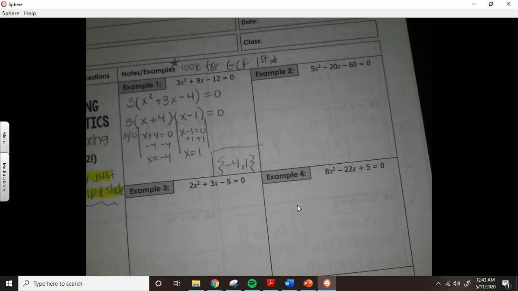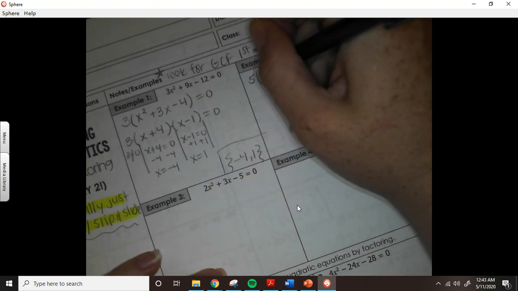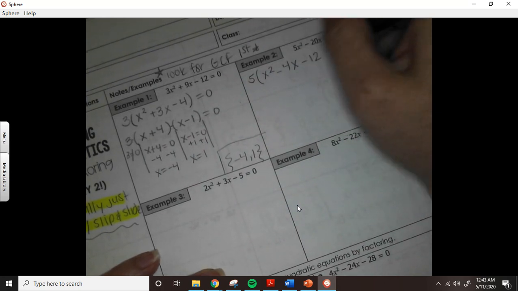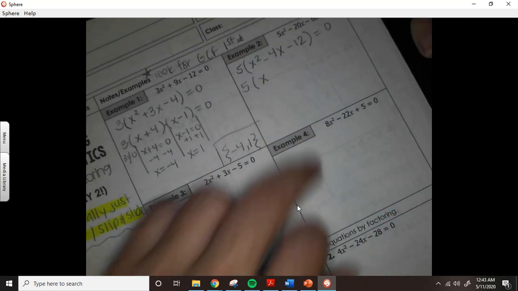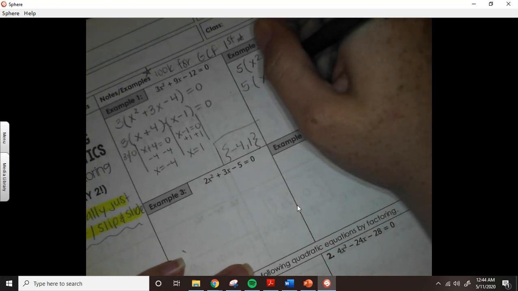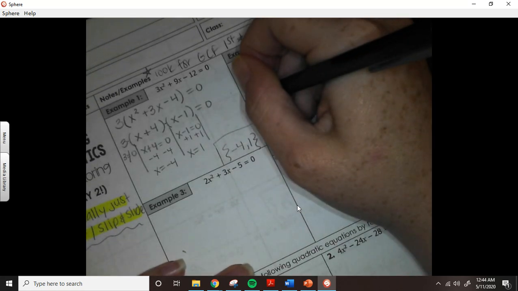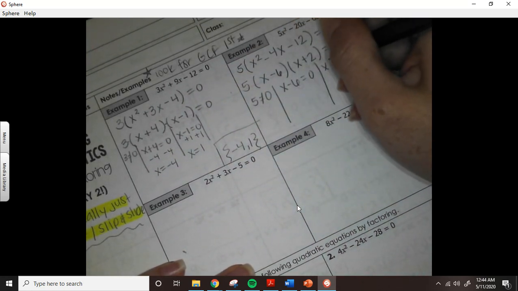All right, so example 2, we're going to look for a GCF. The GCF in this one would be 5. So we have x squared minus 4x, and this is going to be minus 12 equals 0. So 5 times x, we have to do -12, multiply, -4, add. So what should that be? Should be 6 and 2. So -6 and a +2. All right, so 5 does not equal 0. x minus 6 equals 0.